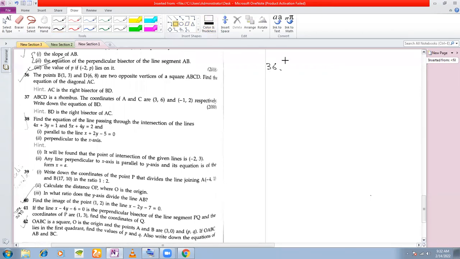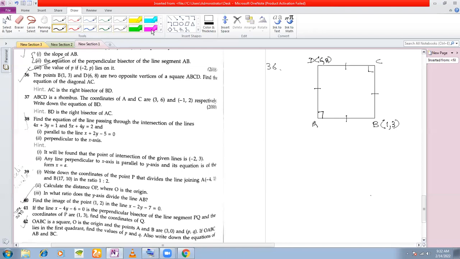Let's draw a square. This is a square. Let's call this ABCD. This is a square in which all the angles are 90 degrees and all these sides are perpendicular, right? So this is your square. What is given? The coordinates of B are given as 1, 3, and the coordinates of D are 6, 8. These are the two opposite vertices of the square which are given to you.